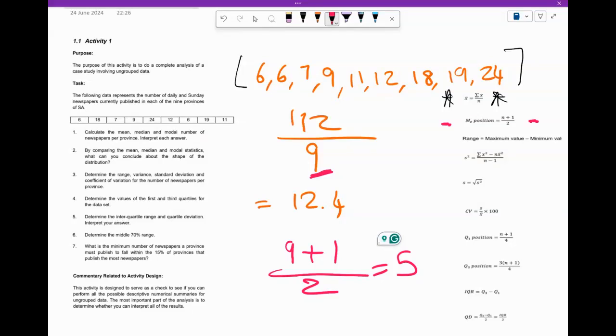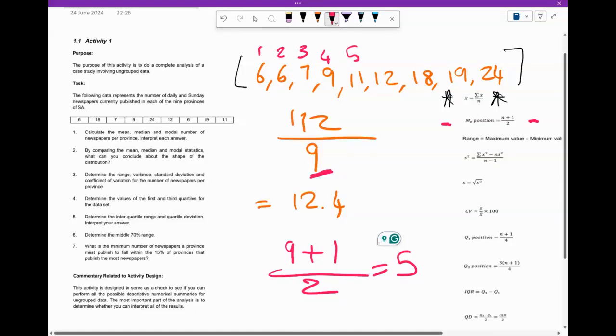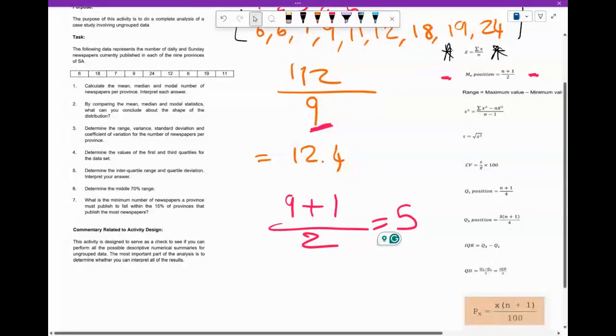What must we do? We must look for the 5th position. How do we do that? We count, right? 1, 2, 3, 4, and 5. So our median is what? Is 11. Okay.